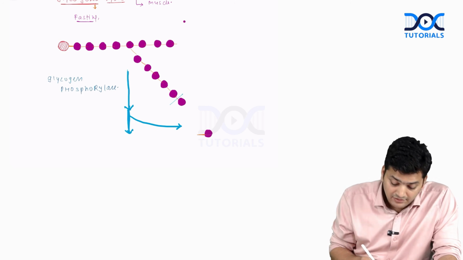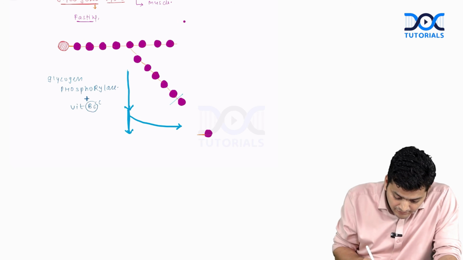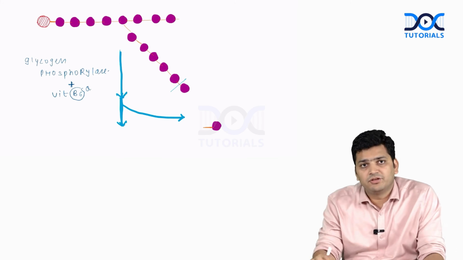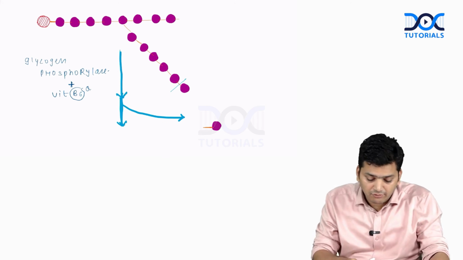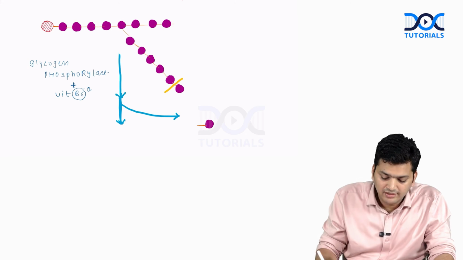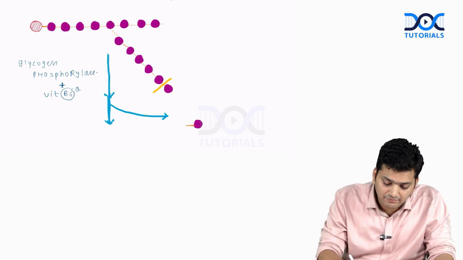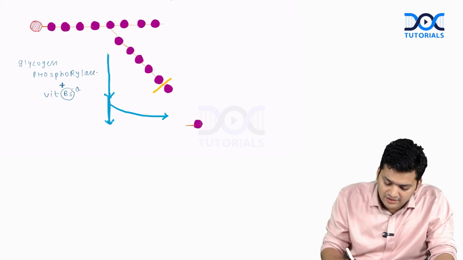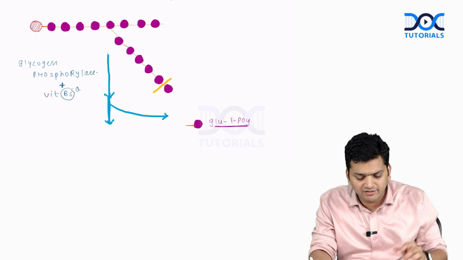Glycogen phosphorylase. This enzyme works if vitamin B6 is there. And we are going to cut the glycogen from one end. We'll start cutting the glycogen molecule. For example, this glycogen phosphorylase will cut from here. And now this molecule has been separated out. This molecule is not in the form of glucose. This is in the form of glucose 1-phosphate.